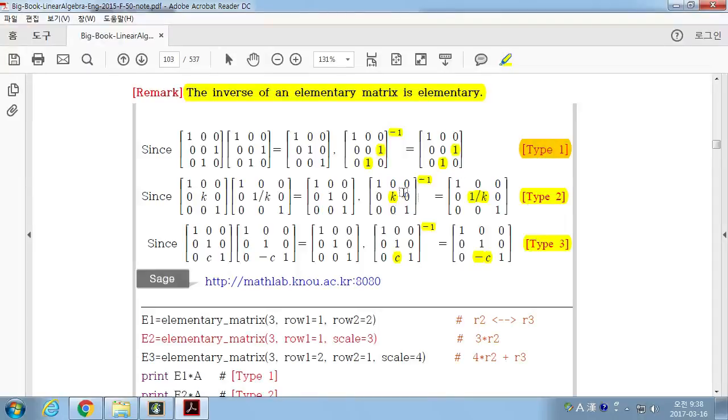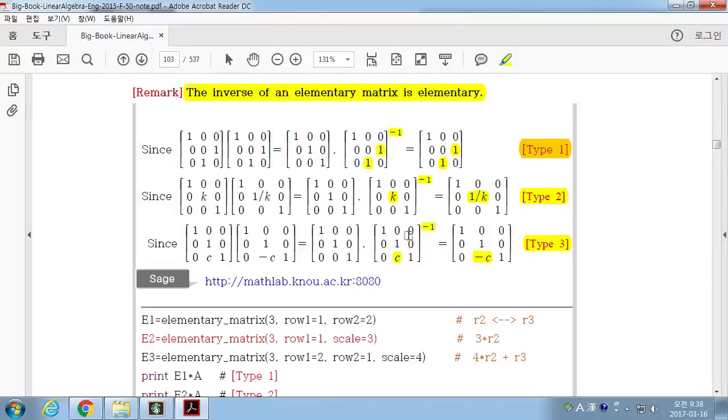Next, for the second type elementary matrix, if you multiply k on the second row, then if you divide the second row by k, it becomes the identity matrix. So the inverse of this matrix is this, because if you multiply these two, they give the identity.